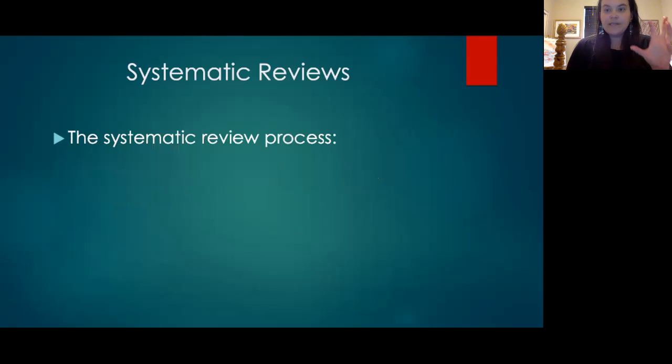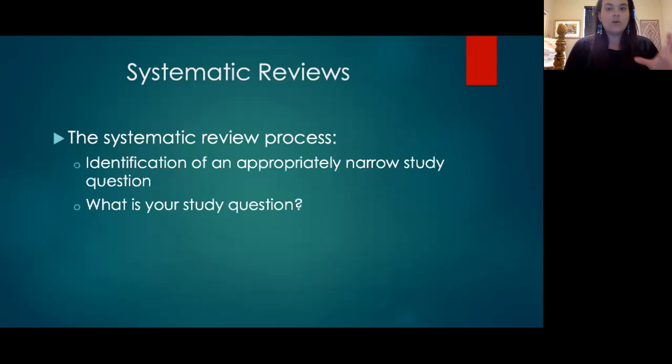And there's a very systematic process. So you want to identify the appropriately narrow study question. You still need a study question when doing a systematic review. So this is not off limits to study questions. All research, FYI, needs a study question. So what's your study question?